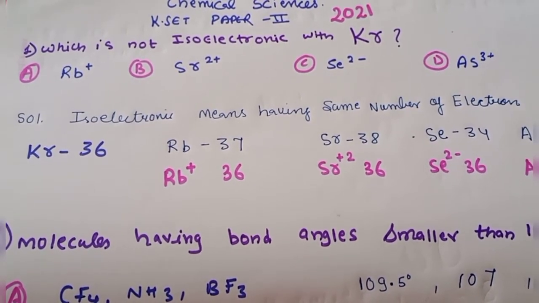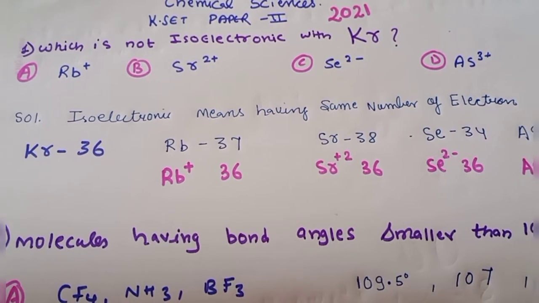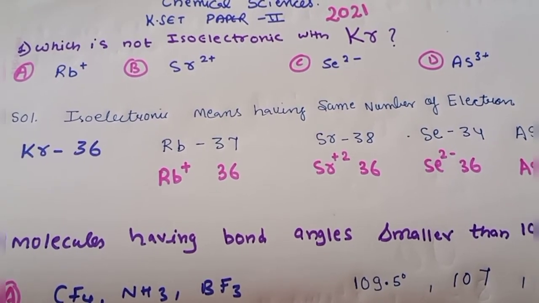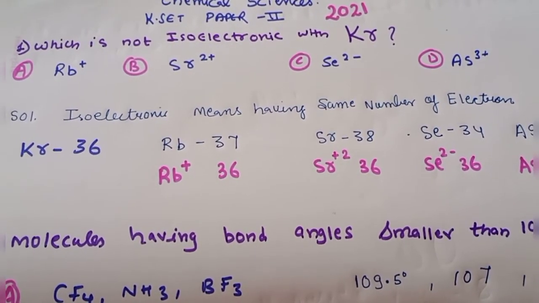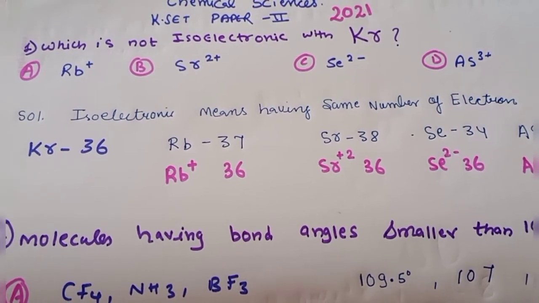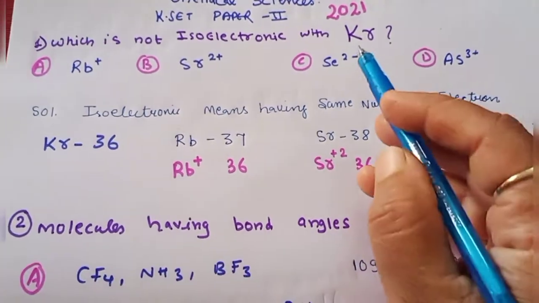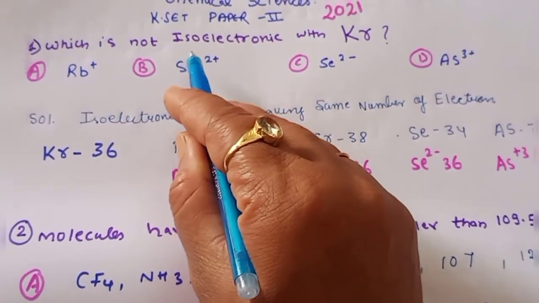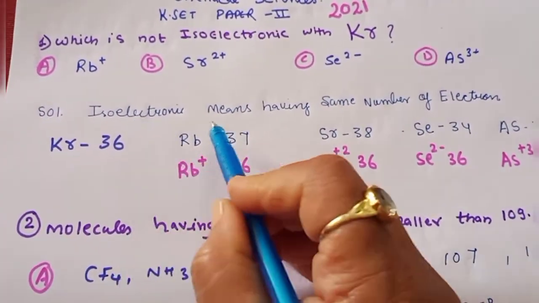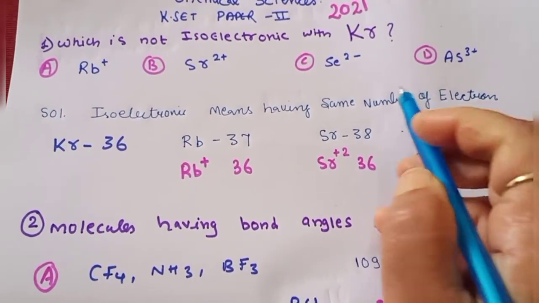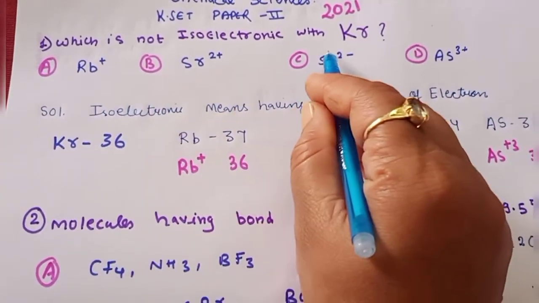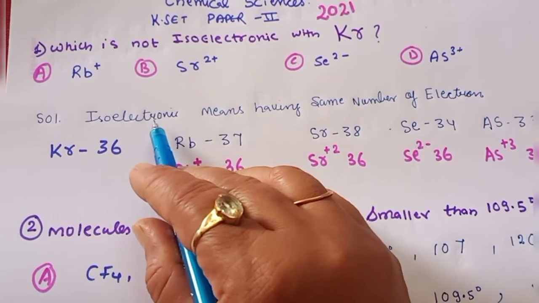Students, today we will solve the questions of the Chemical Sciences paper of the KSET examination 2021. The first question is: which is not isoelectronic with krypton? What is the meaning of isoelectronic? Isoelectronic means having the same number of electrons. When species have the same number of electrons, that is known as isoelectronic.